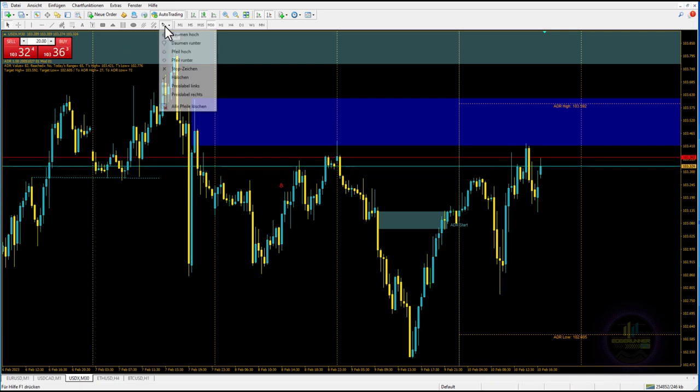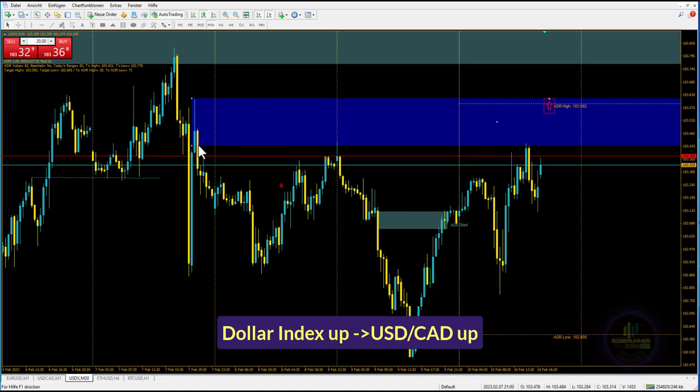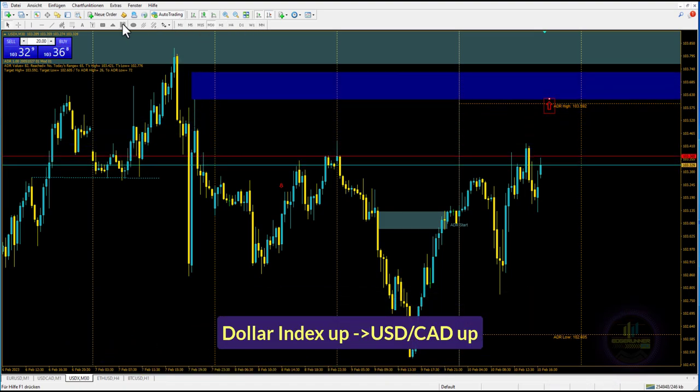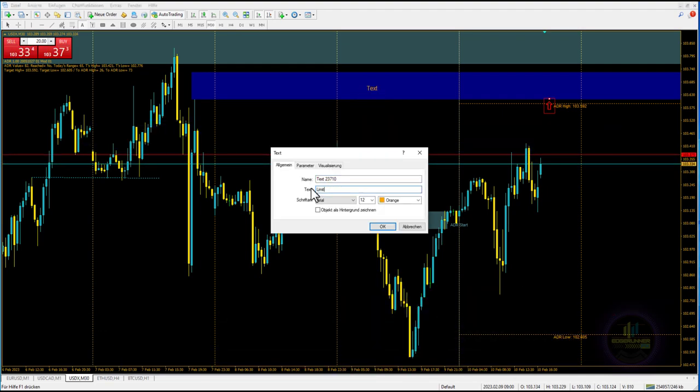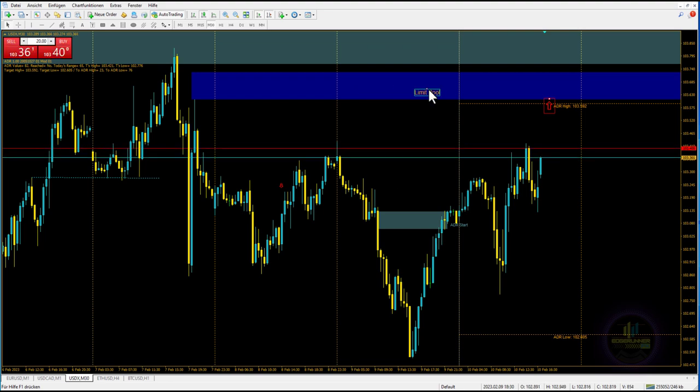A strengthening dollar equates to a robust currency, and that leads to an increase in the value of the dollar in most dollar-paired currency pairs, including the USD CAD pair, which we are currently focusing on in this video.